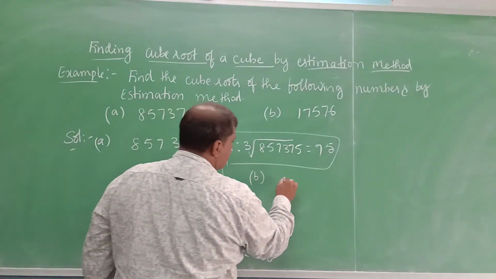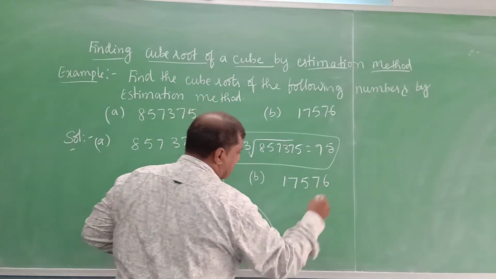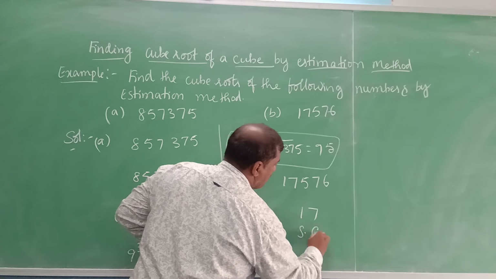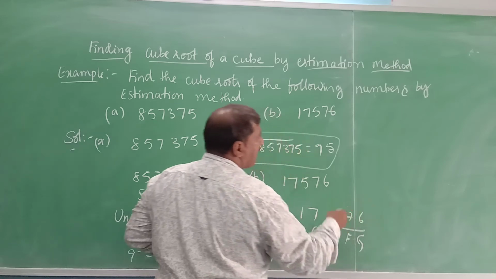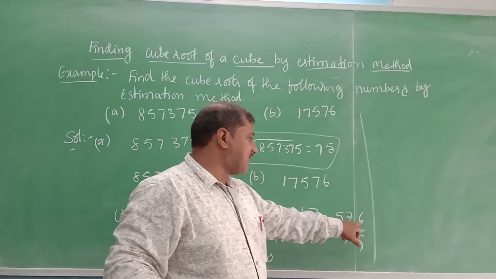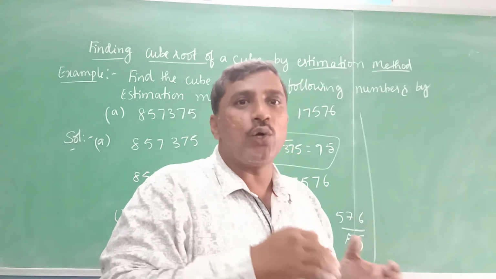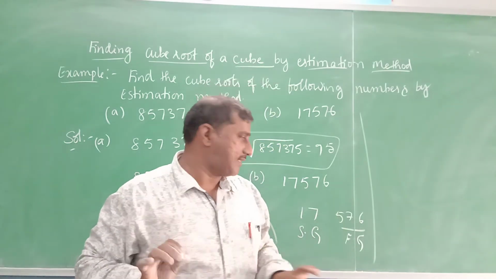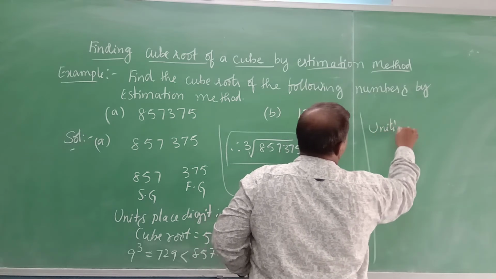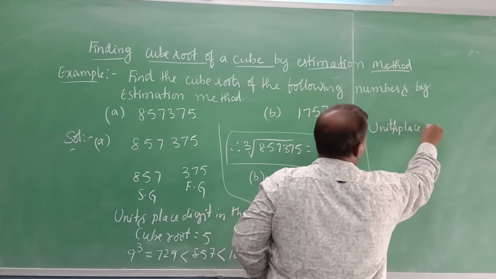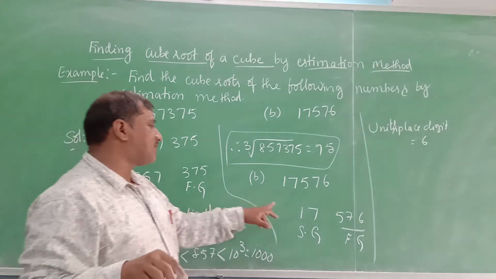Next, we see the second one, 17,576. Write this number in the first group and second group. 17 is the second group and 576 is the first group. So identify the first group number. The units place here is 6. So the cube root of any perfect cube whose units place digit is 6 also has units digit 6. Therefore, the units place digit will be 6. Now we have to identify the tens place digit.